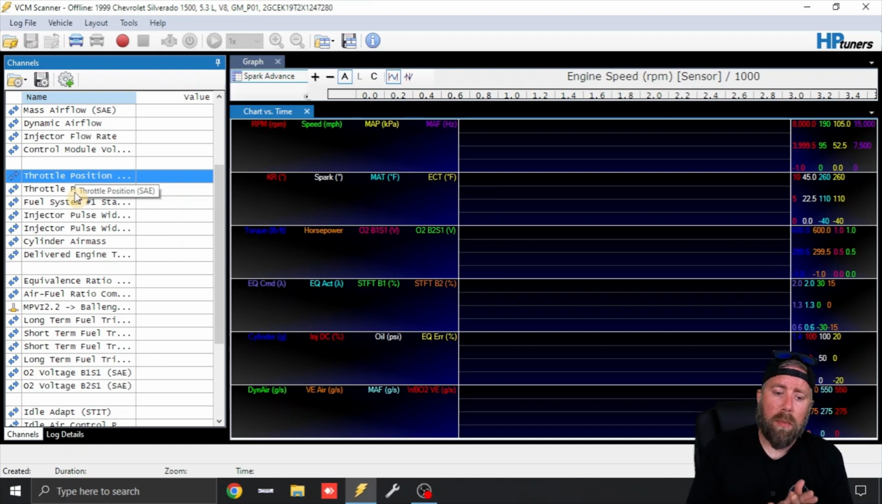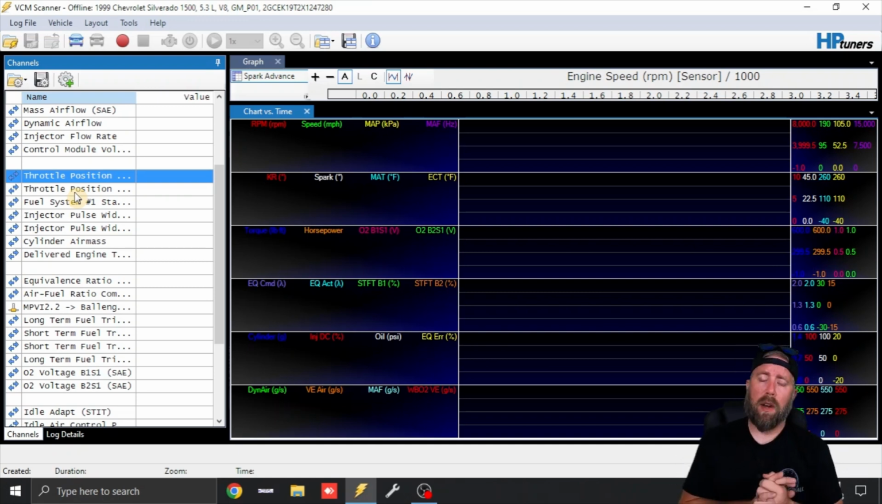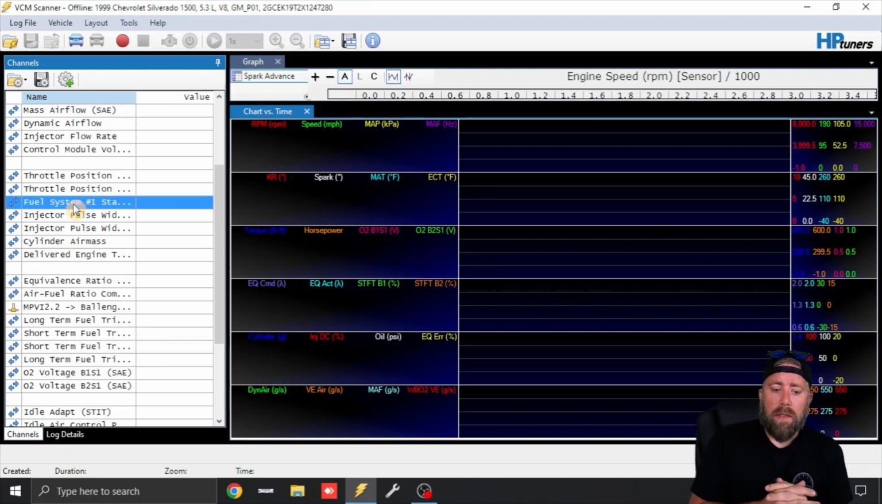Next one's going to be throttle position sensor in a percentage or a ratio. So realistically, if everything's set up correctly, when you're off throttle, TPS percentage is going to be 0 or 0.4%. In wide open throttle, obviously we want it at 100%. Next one's going to be fuel system status. This is going to basically tell you if your vehicle is in open loop or closed loop. I would highly recommend you use this one as well. This one actually helps to diagnose some things.